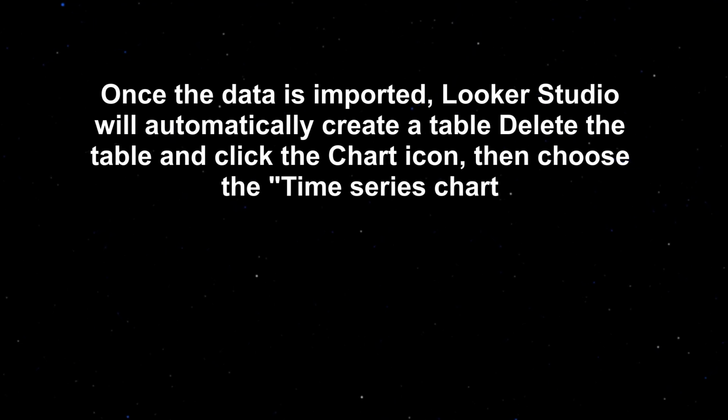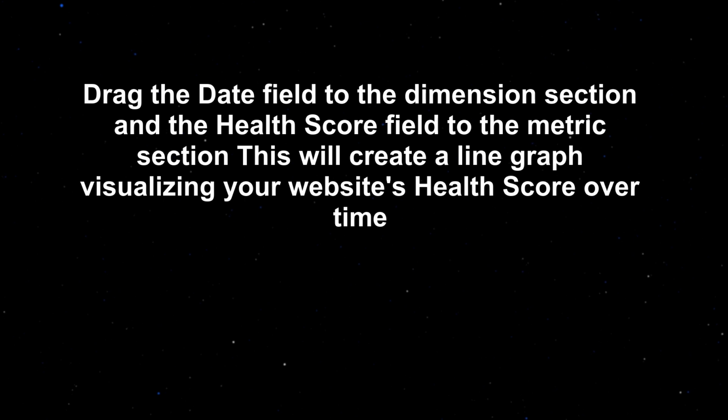Delete the table and click the chart icon. Then choose the time series chart. Drag the date field to the dimension section and the health score field to the metric section. This will create a line graph visualizing your website's health score over time.